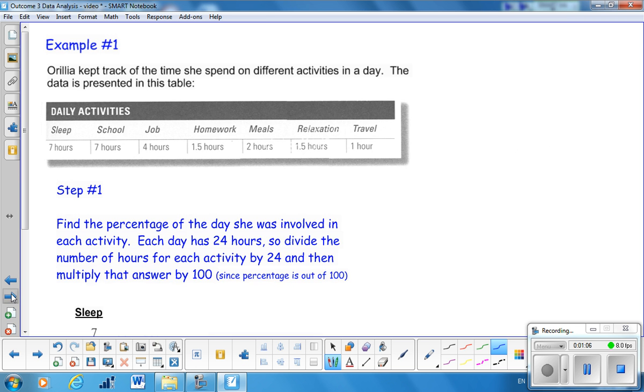So here's our data. Step 1 is to find the percentage of the day she was involved in each activity. Each day has 24 hours, so divide the number of hours for each activity by 24, then multiply this answer by 100.